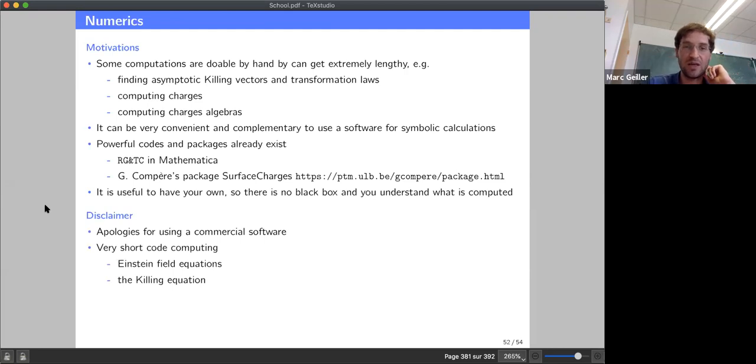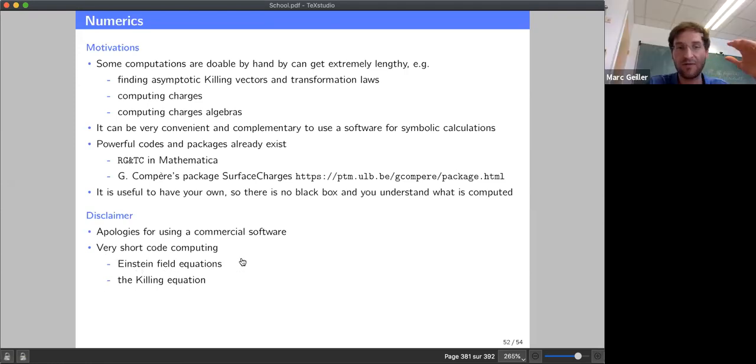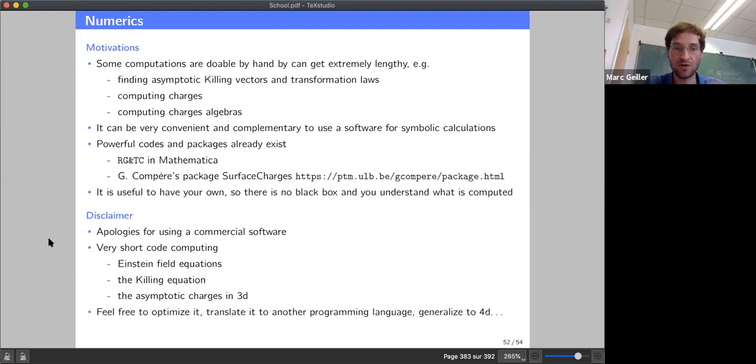So I also wanted to apologize because I wrote this with a commercial software, and it's a very short code, but it computes essentially, so it's a 3-dimensional code. It computes the Einstein field equations. Actually, the Einstein field equation part works in any dimension, but then we apply it for metrics in Bondi Gauge in 3 dimensions. Then we check explicitly the Killing equation with the Killing vectors which we gave. We explicitly check the transformation of the fields M and N, and then we compute the asymptotic charges. So I invite you to just use this, and also if you want, translate it to any other language and generalize it to 4D and to anything you want.